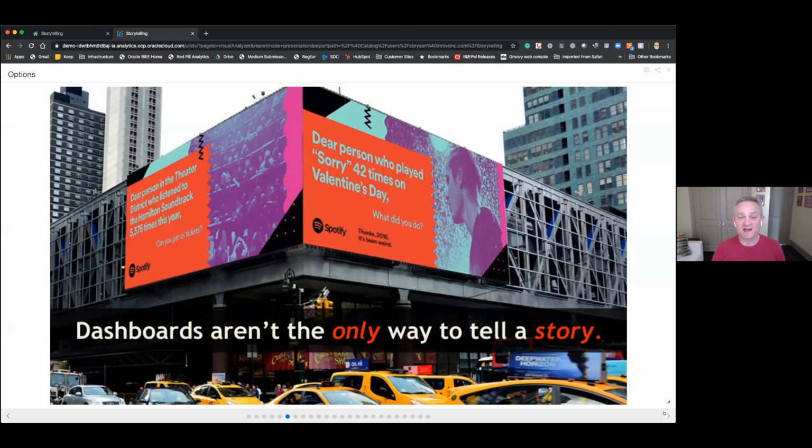Sometimes that is in a data storytelling scenario like I'm doing. Other times it's about making those data points available for other applications. But it's not just about dashboards in the way that we've thought about it in years past.